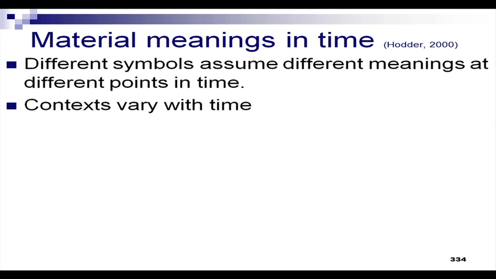So, I am referring to a specific context. At that point also, maybe these things were not so common in another context, but these definitions have changed even within the context that I am referring to. You must have seen over time, anybody who is above 30 years of age will have experienced this. The way things have changed in the past 20, 25, 30 years is tremendous. Okay. Material meanings in time. Different symbols assume different meanings at different points in time, and the contexts vary with time.